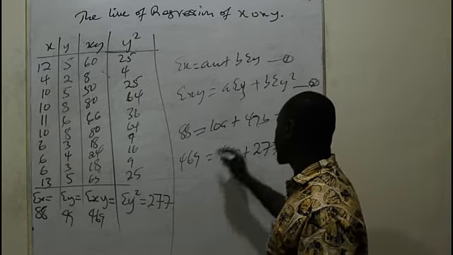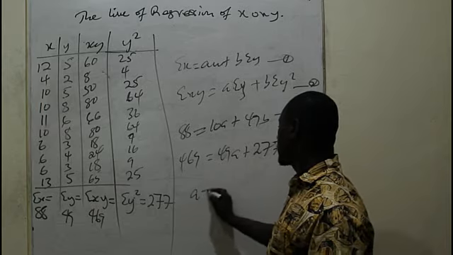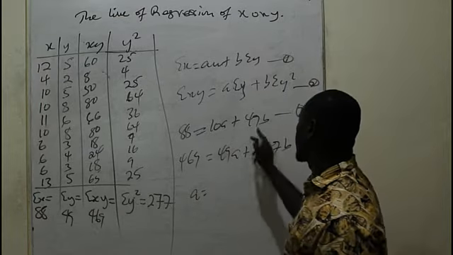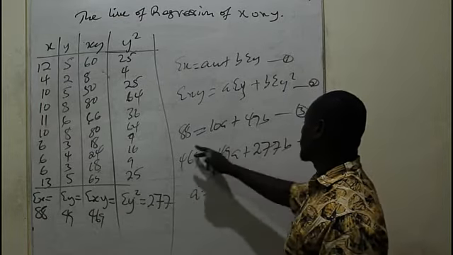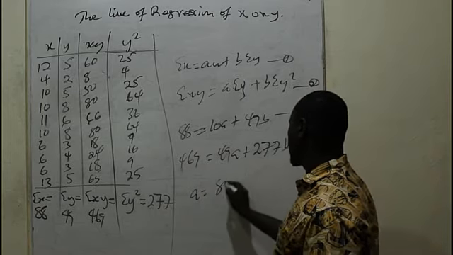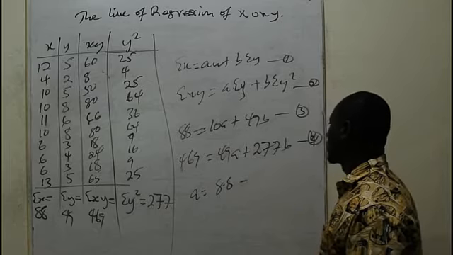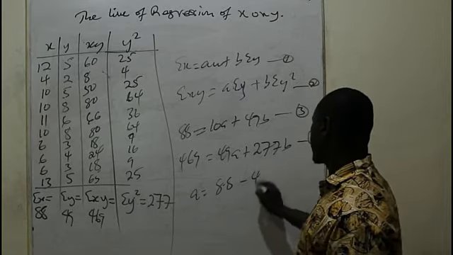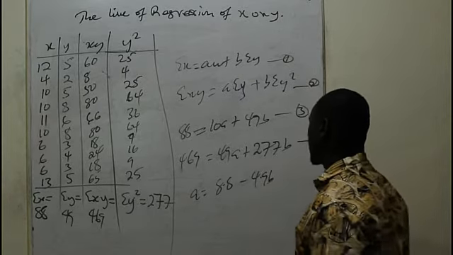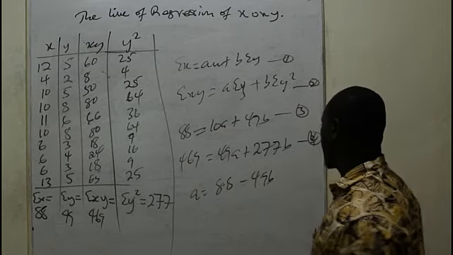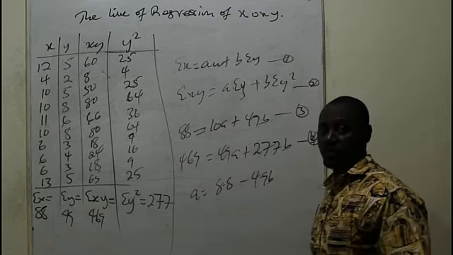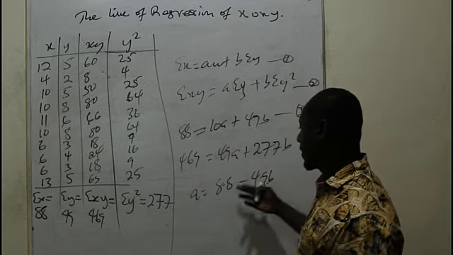And so I'm going to get a to be equal to 88 divided by 10, that is 8.8, minus 49 divided by 10, 4.9b. Okay, and that will be the a. And so I can substitute that one into that equation, and then go on to find a and the b.